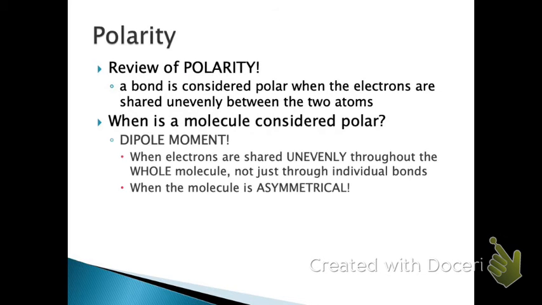A molecule is considered polar when it has what is called a dipole moment. I'm going to go over what that means here in just a second, what it means to have a dipole moment. But you can write that down, and then I'll talk through some main points of that. I would maybe highlight that or circle it or something, because that's important.